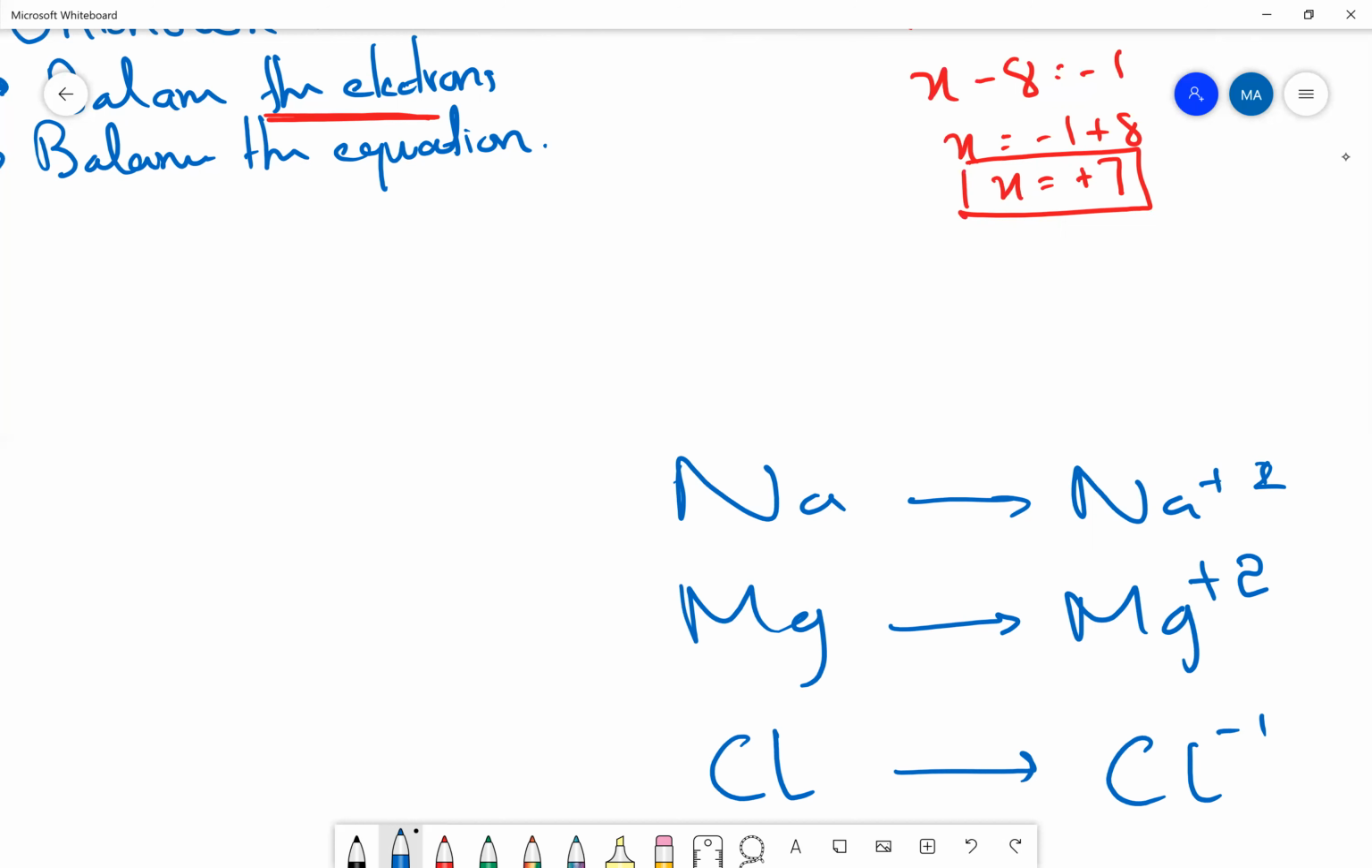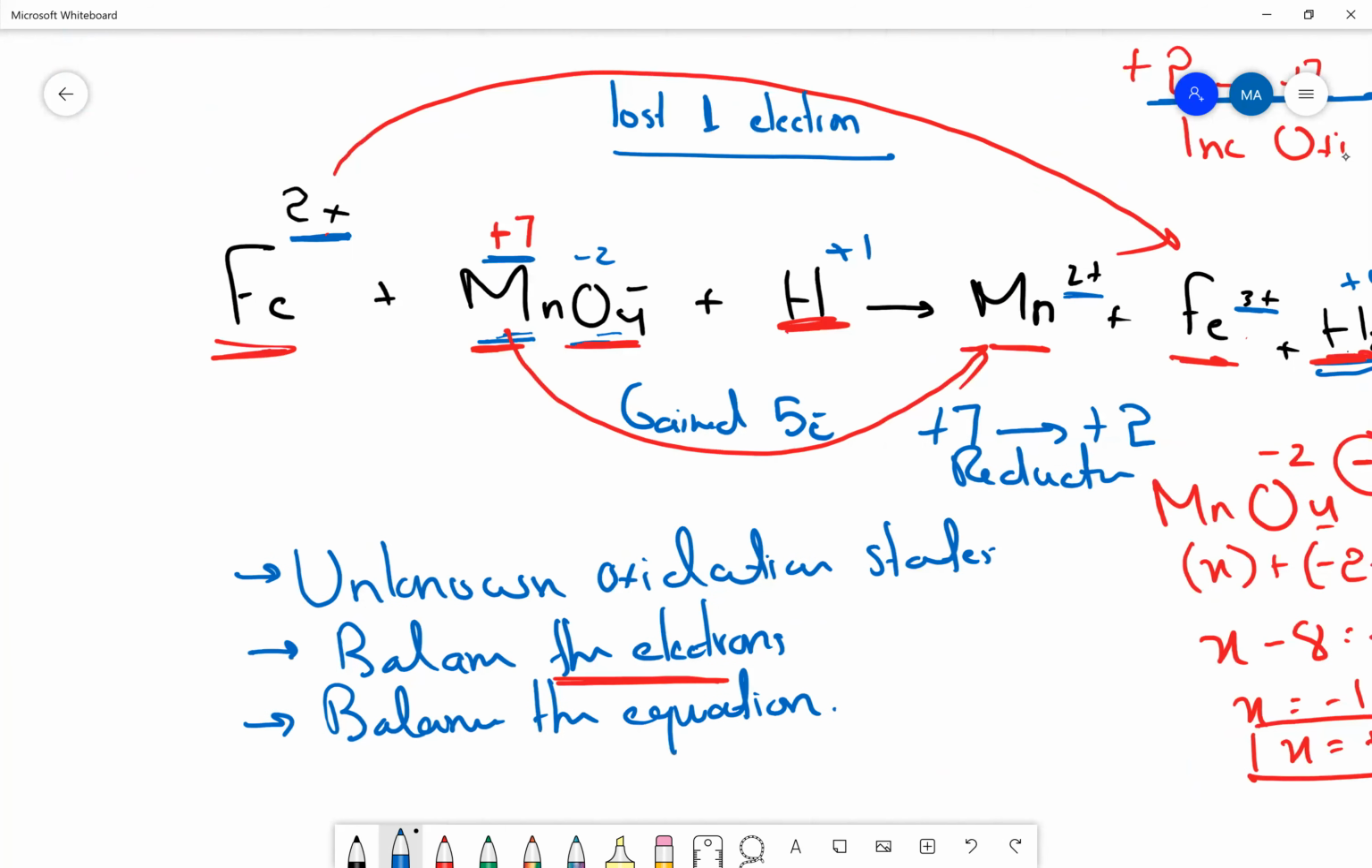The fact here is that upon loss of electrons, the oxidation state increases, and upon gain of electrons, the oxidation state decreases. The iron over here was losing electrons. It lost 1 electron, so its oxidation state increased by 1, from +2 to +3. Manganese over here gained 5 electrons, so its oxidation state decreased by 5. So the oxidation states work exactly opposite to the loss and gain of electrons. I hope you're getting this.